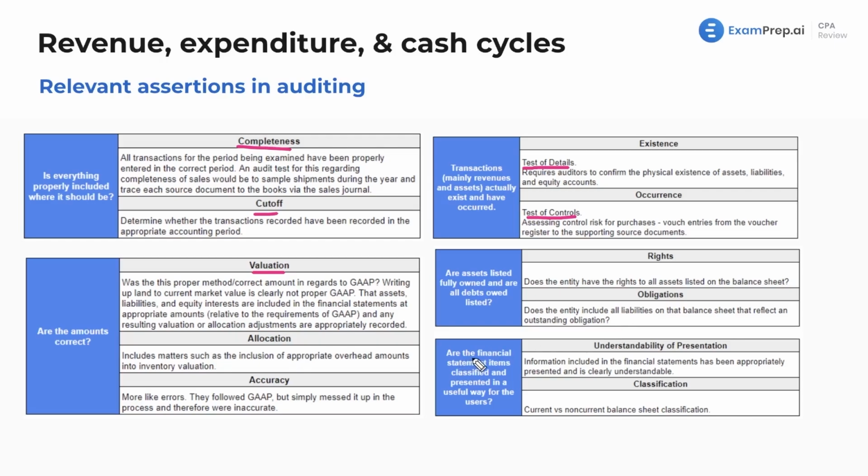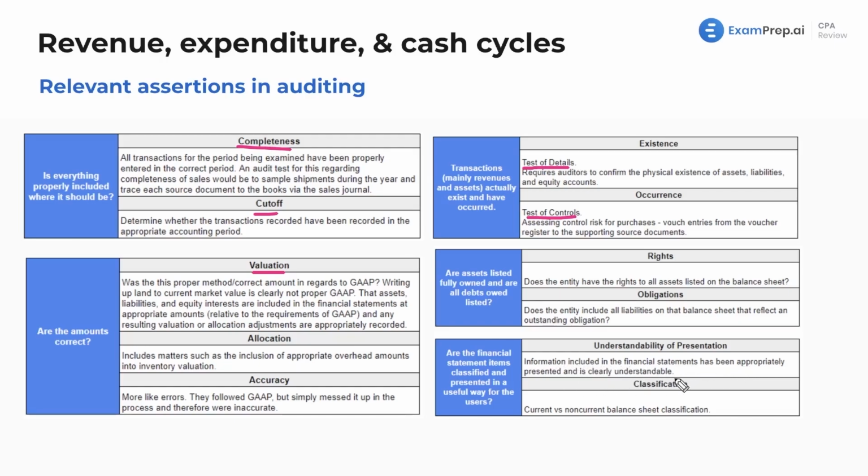Lastly here, we're going to ask the question, are the financial statement items classified and presented in a useful way for the users? This is going to have to do with more possibly the notes, financial statements, as well as making sure that the asset classes and other classes are properly classified. Talking first about understandability of presentation, this assertion is going to ask and talk about information included in the financial statements has been appropriately presented and is clearly understandable.